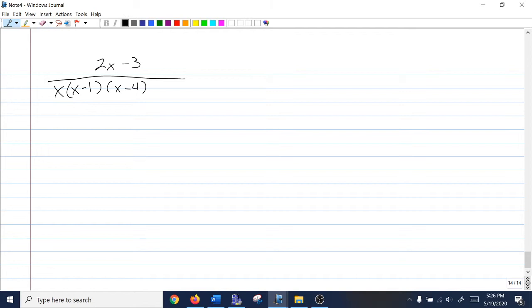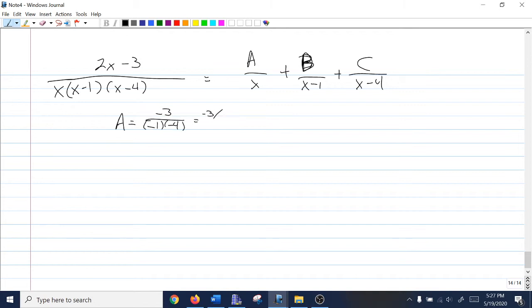Here I'm making everything linear. This is going to be a over x, b over x minus 1, c over x minus 4. Let's see if I can write down what these numbers are using the cover-up method without doing all the writing out. Why don't you pause the video and see if you can just say what a and b and c are. I multiply by x and plug in 0. That gives me a. A is negative 3 over negative 1 times negative 4. It's 3/4. No, negative 3/4.